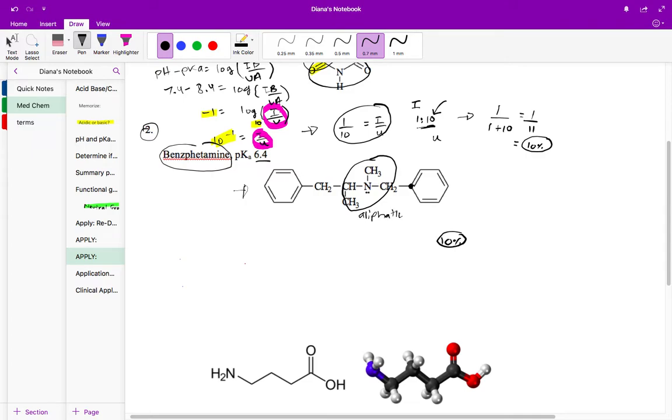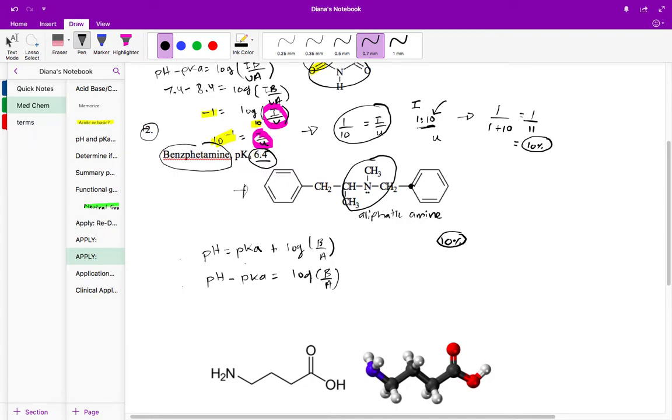a pKa of around 8 to 10, but in this case the pKa is given as 6.4. And so we're going to start off by writing out our general equation. pH equals pKa plus log of base over acid, or the way I presented it in the last video, which is pH minus pKa equals log of base over acid.